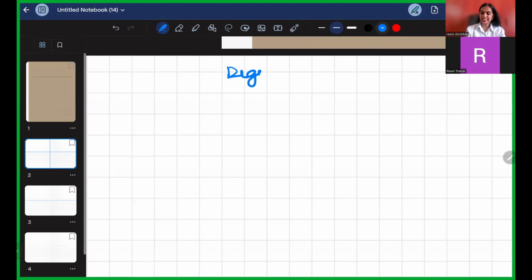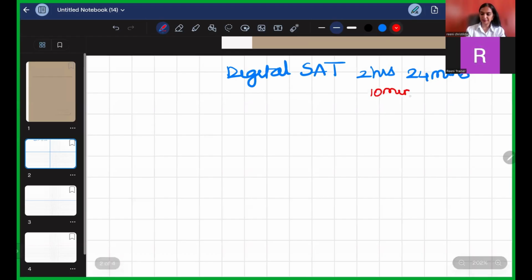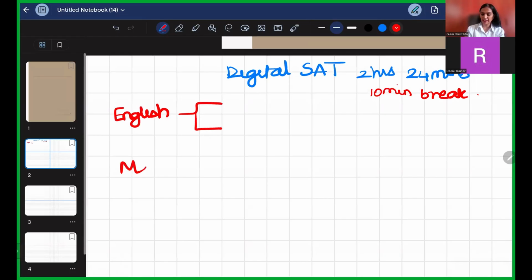So digital SAT is now 2 hours and 24 minutes, which includes the 10-minute break. Earlier it was longer, now it has become very short, right? So we have first the English modules. We have two modules in English and two math modules. So the break is between these two modules.